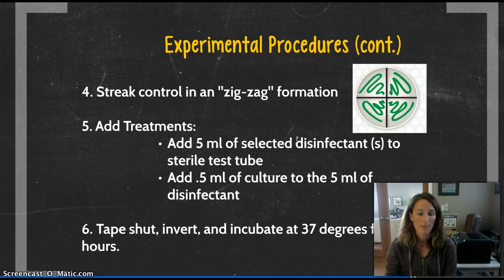Then you're going to add 0.5 mils of the culture to the 5 mils of disinfectant. Okay, and you're going to swirl it around, make sure it all gets mixed up pretty uniformly there. You tap the test tube on your hand.